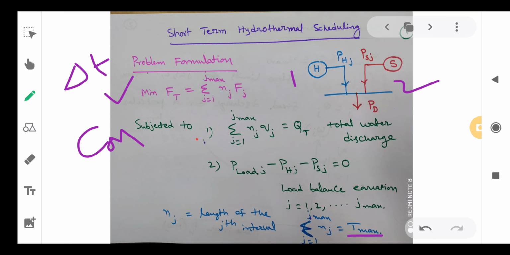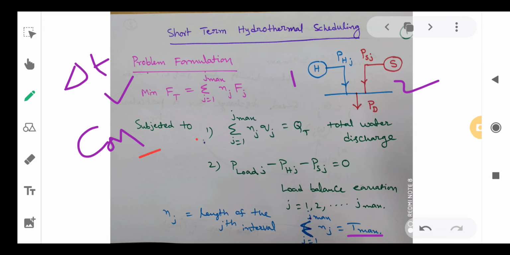The second one, P load j minus PHJ minus PSJ equal to 0. P load for the jth interval, PHJ is the hydropower supplied during that interval, PSJ is the steam power supplied at that interval. So total load equal to sum of the generation. So that is nothing but the load balance equation. This is the second constraint, where Nj equal to the length of the jth interval. So it may be delta T. These are the constraints.